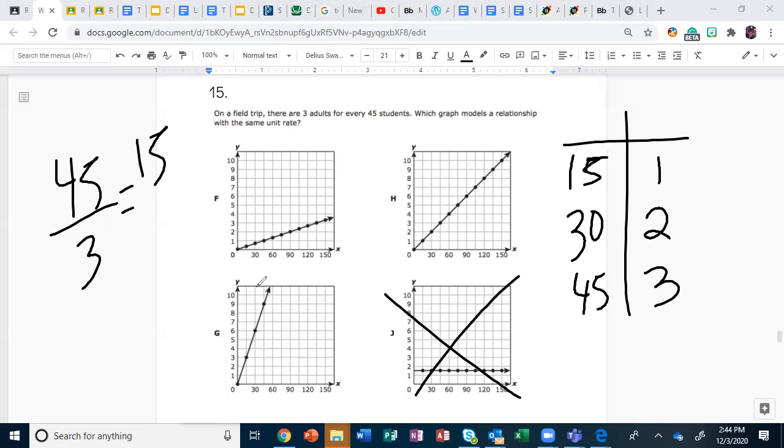So let's look at 30 since we have 30 really close right here. So 30 right here is equal to less than 1. So that's not it. What is 30 on G? 6. So that's not it. So that must be H. So 30 right here is equal to 2 kids.